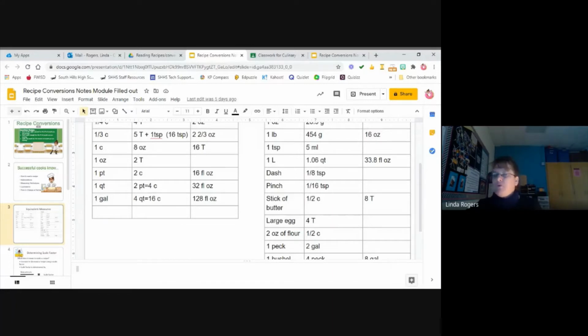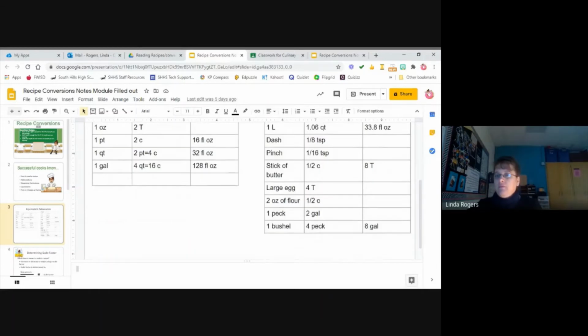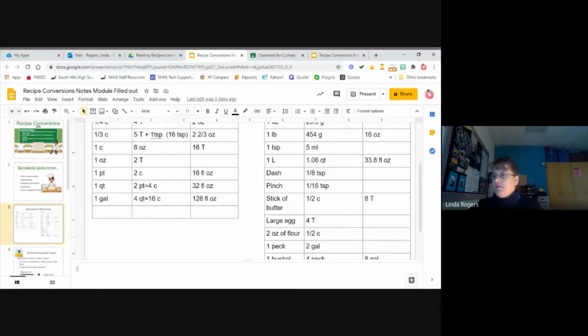1/4. How many tablespoons would be in 1/2 stick? And tablespoons.